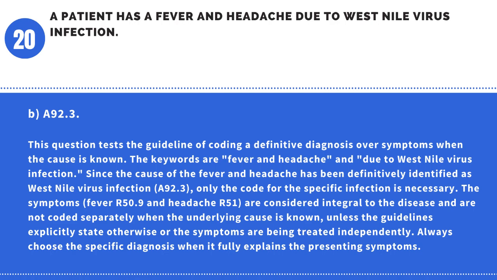A92.3. This question tests the guideline of coding a definitive diagnosis over symptoms when the cause is known. The keywords are fever and headache and due to West Nile virus infection. Since the cause of the fever and headache has been definitively identified as West Nile virus infection, A92.3, only the code for the specific infection is necessary. The symptoms fever and headache are considered integral to the disease and are not coded separately when the underlying cause is known, unless the guidelines explicitly state otherwise or the symptoms are being treated independently. Always choose the specific diagnosis when it fully explains the presenting symptoms.